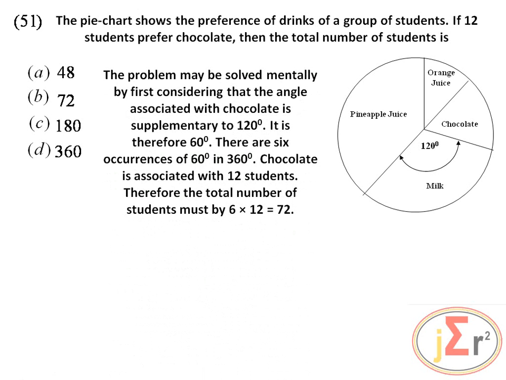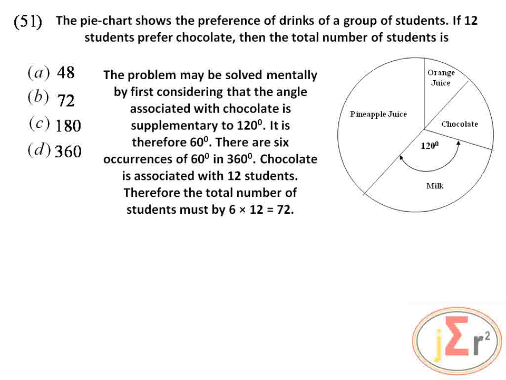Supplementary angles add to give 180 degrees. So that angle is supplementary to 120 degrees. It is therefore 60 degrees. There are 6 occurrences of 60 degrees in the entire revolution of 360 degrees. The entire pie will be represented by 360 degrees.